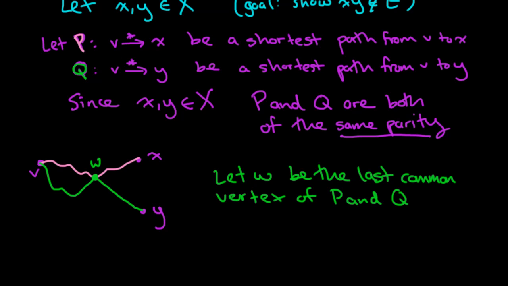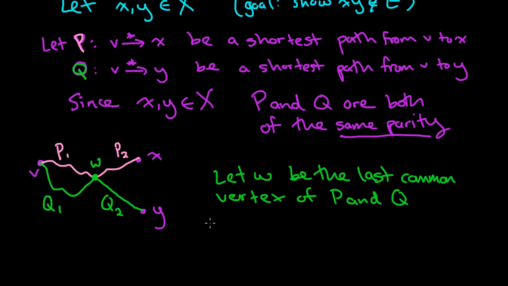Okay, and now we're going to let this portion of P up here be called P1, and this portion of Q down here be called Q1. And over here, similarly, we'll call this portion of P, the remaining bit that goes from W to X, P2, and the remaining bit of Q down here is Q2.